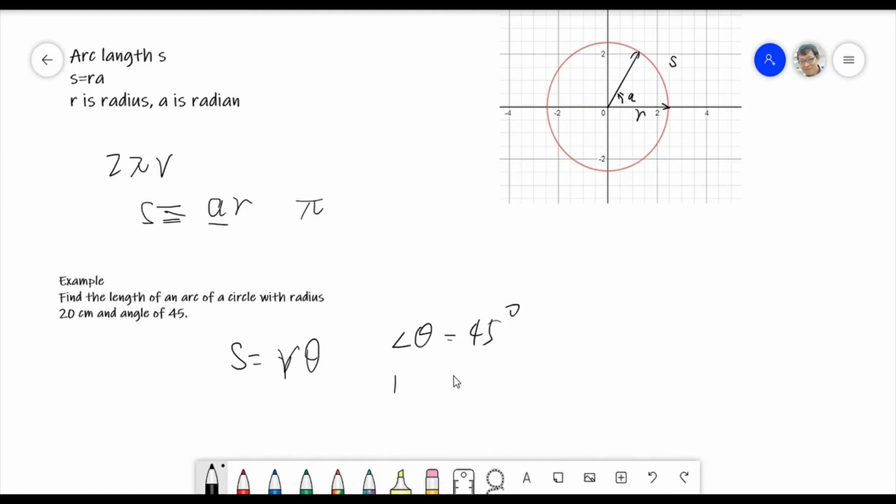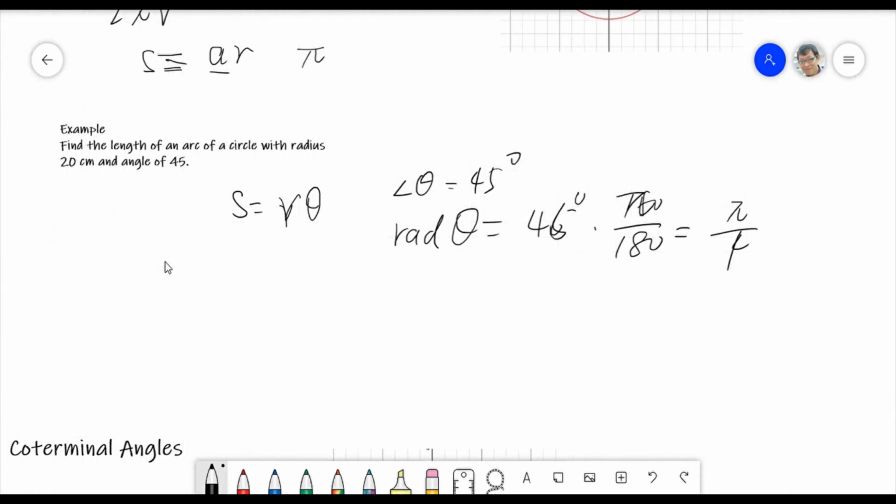And now we need to get the radian, right? It equals 45 degrees times pi divided by 180, so it equals pi over 4. Since we already got all the data that we needed, the length of the arc is 20 times pi over 4, so 5 pi, the unit is cm. So the length of the arc is 5 pi cm.